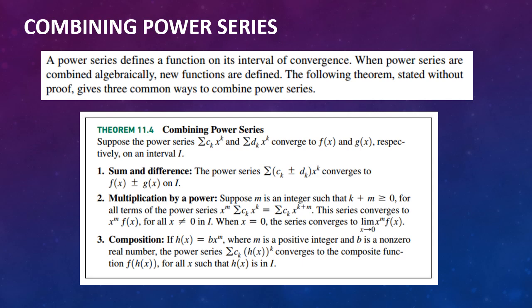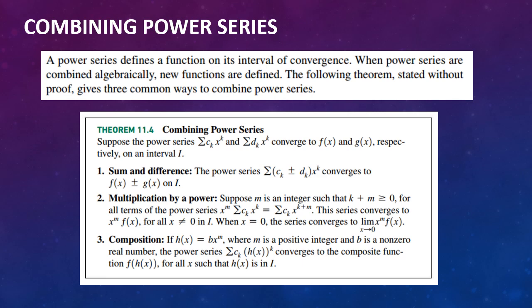Theorem 11.4. Suppose the power series, the summation of c sub k x to the power of k, and the summation of d sub k x to the power of k, converge to f of x and g of x respectively on an interval I. Sum and difference: the power series, the summation of c sub k plus or minus d sub k times x to the power of k, converges to f of x plus or minus g of x on I. And this is a very intuitive theorem, and it's been pretty consistent throughout all of our calculus courses as far as integrals and derivatives.